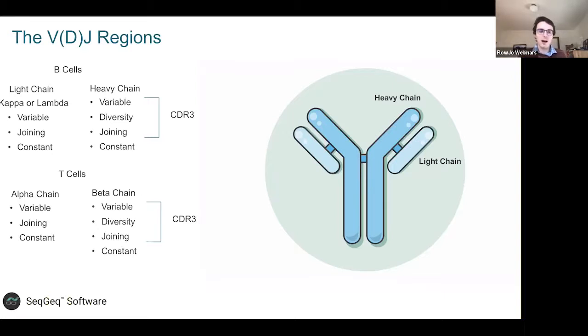So that was just a really brief primer or review on the different regions of interest in our VDJ analysis. And really what we're trying to do is describe the combination of the V, D, and J regions that we are interested in and that are responding to our treatment.